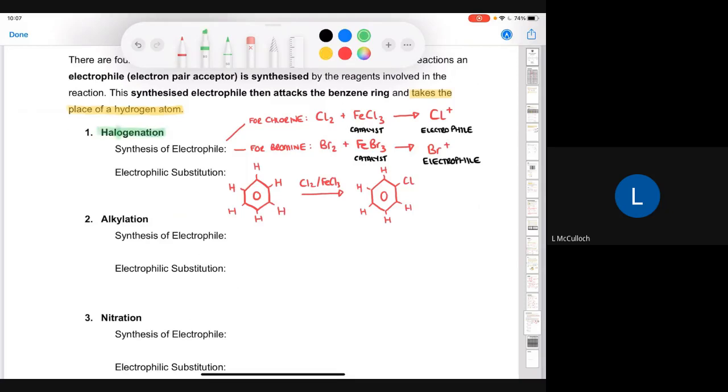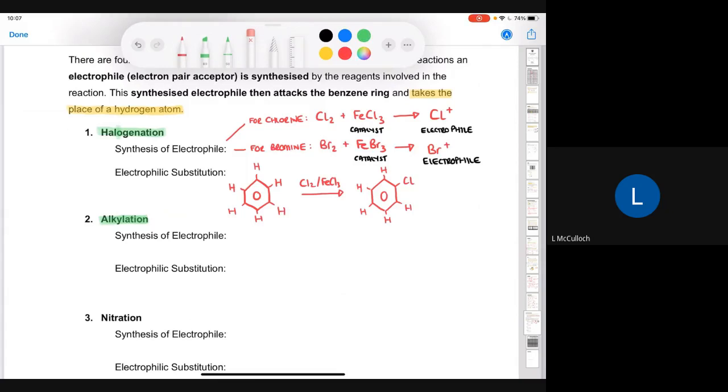Right, so the next type of electrophilic substitution we're going to look at is an alkylation. Now, an alkylation is basically just putting an alkyl group onto the benzene ring. And as a reminder, alkyl groups are things like CH3, C2H5, C3H7, and are quite often represented by the letter R when we're looking at synthesis.